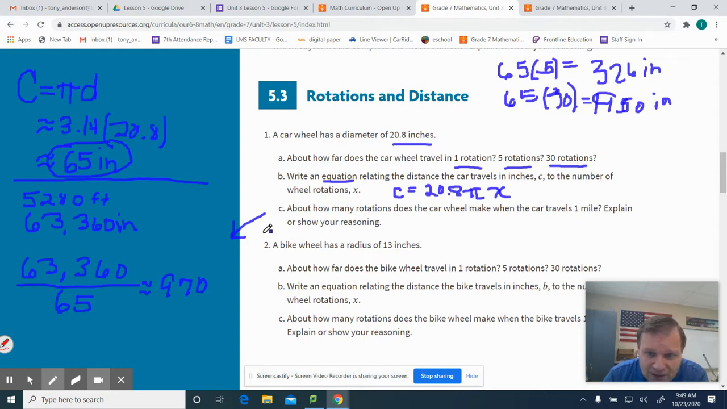We'll come back to number 2. Try number 2, go back and look at your work. Try number 2, and we'll come back and look at it in a few minutes.